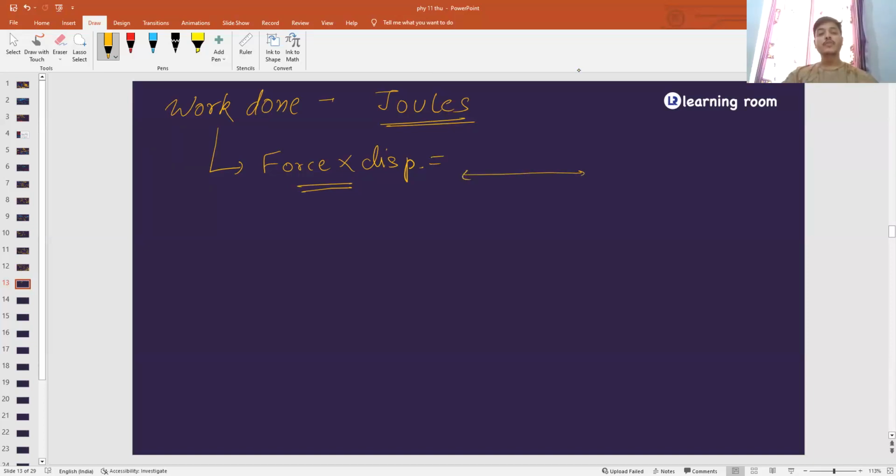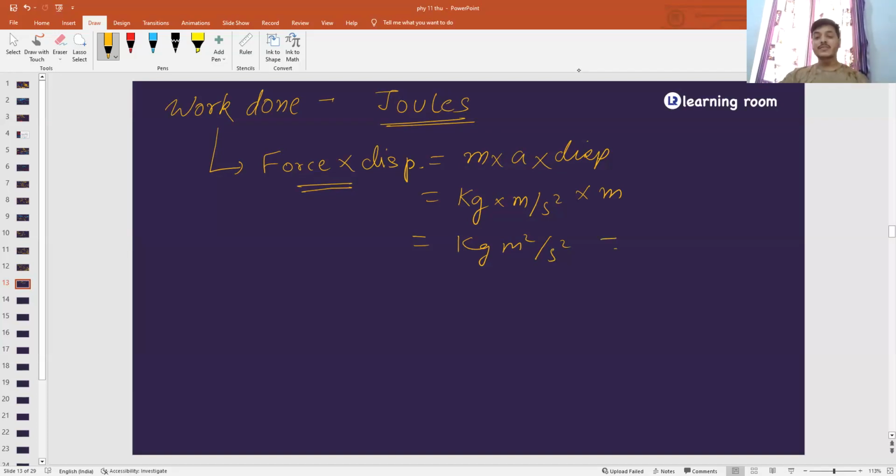What will be the unit? If you expand this, force is mass times acceleration, and that is to be multiplied by displacement. So if you write the unit now, it will be kg for mass, for acceleration it is meter per second square, and for displacement it is meter. So this will become kg meter square per second square. Now you have to write the dimensions: M to the power 1, L to the power 2, T to the power minus 2. Till here, do you agree or not?